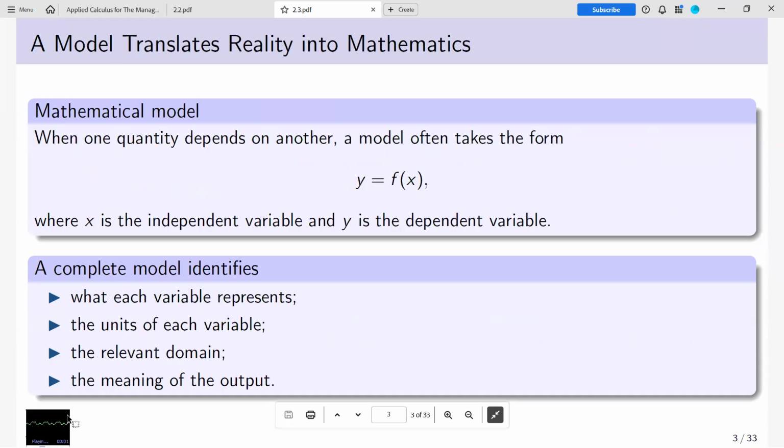A model is a simplified mathematical description of a real situation. A complete model must define its variables, units, domain, and interpretation. Otherwise, the formula is just algebra wearing no identification badge.